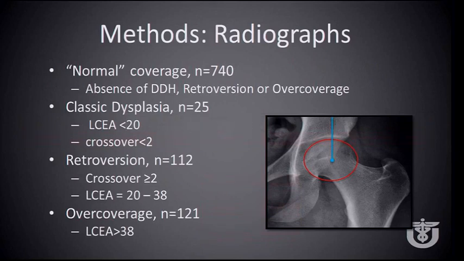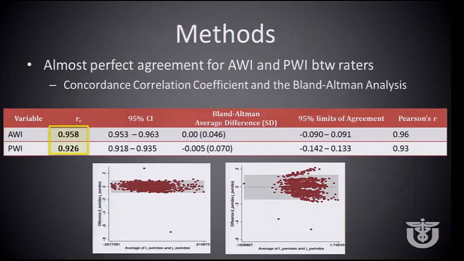Here is the breakdown of the types of things that we found in terms of looking at the radiographs. Normal coverage we felt occurred in 740 of the radiographs, classic dysplasia in 25, retroversion in 112, and overcoverage in 121. There was almost perfect agreement between the two readers in terms of identifying the anterior wall index and posterior wall index. So the ICC, in our case the CCC, was 0.95 and 0.926 between the two readers for the anterior wall and posterior wall, respectively.